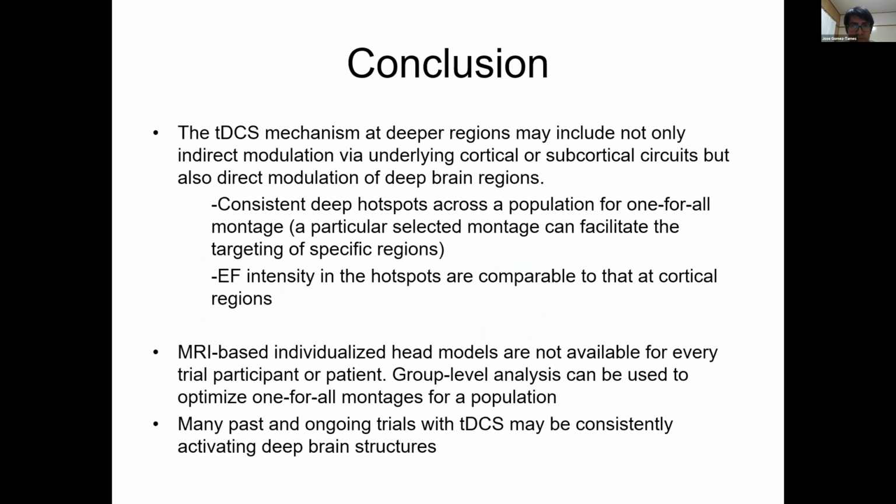Okay, so I would like to conclude. Basically, the tDCS mechanisms at deeper regions may include not only indirect modulation via underlying cortical or subcortical circuits, but also direct modulation of different regions. And this conclusion we reach in two ways. We found consistent deep hotspots across a population for one-for-all montages. And also we found that the electric field intensity in these hotspots was comparable to the cortical region values.